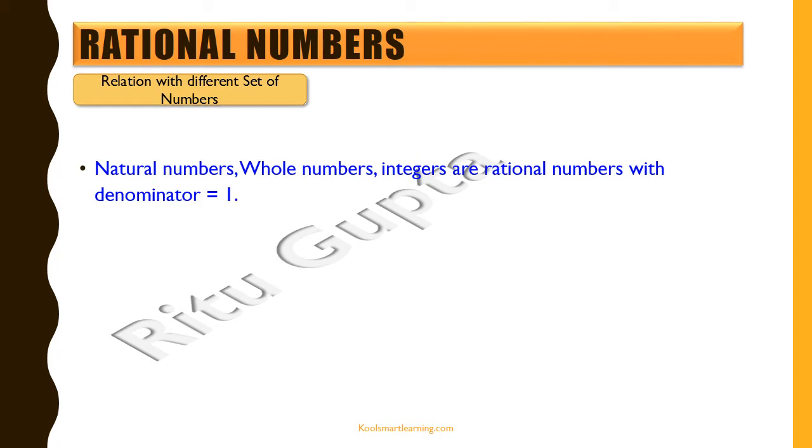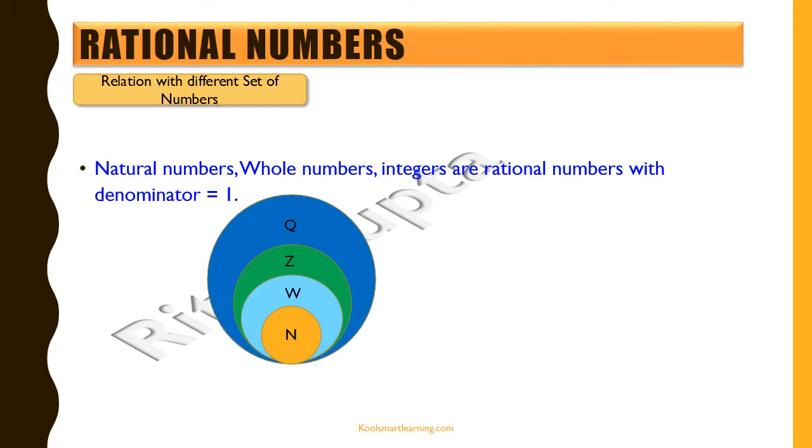Let us now try to understand the relation of rational numbers with different sets of numbers. We've read about natural numbers, whole numbers, and integers in our previous classes. So now let's see how they are related to rational numbers. Natural numbers are nothing but rational numbers with a denominator set to 1.